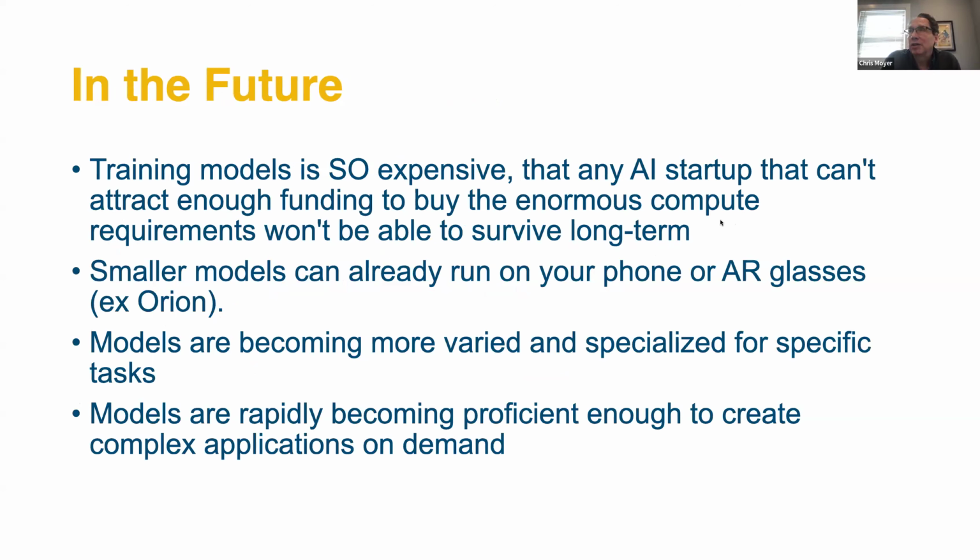I think we talked about this at the beginning. Training models has gotten really expensive. Smaller models can run on your phone or AR glasses. Meta, the holding company for Facebook and so forth, has a project called Orion. They are already getting LLMs to run on their Orion glasses. And models are becoming super specialized, so there's a lot of fragmentation happening. Now you can have some that are good at working with legal documents, or some that are working with diagnosing medical issues.